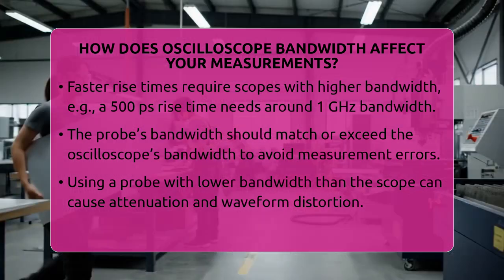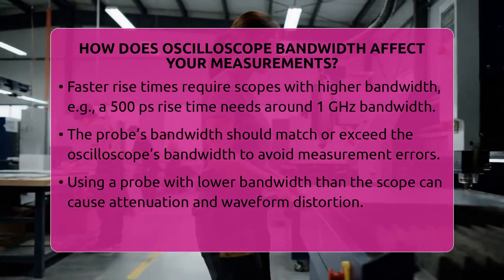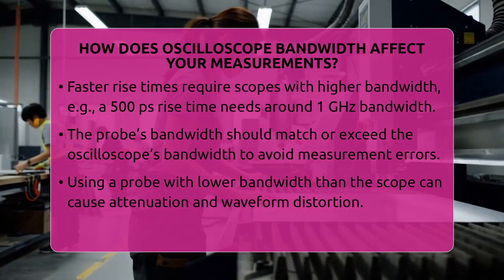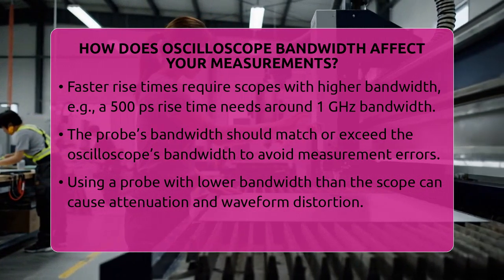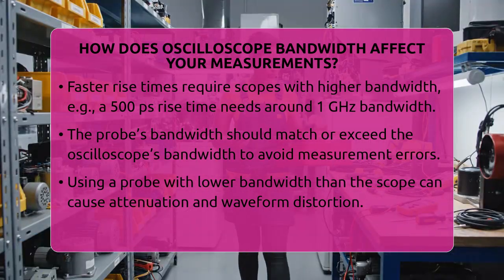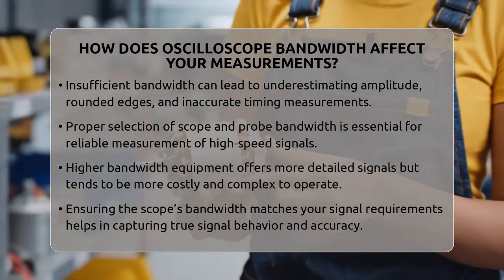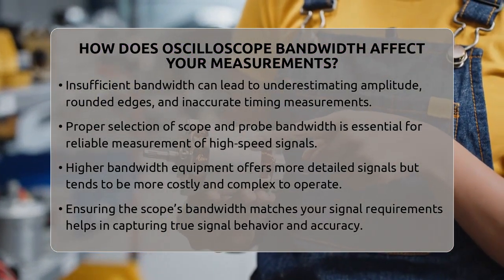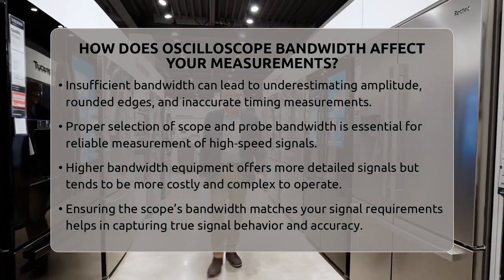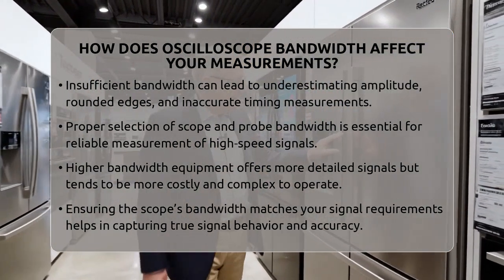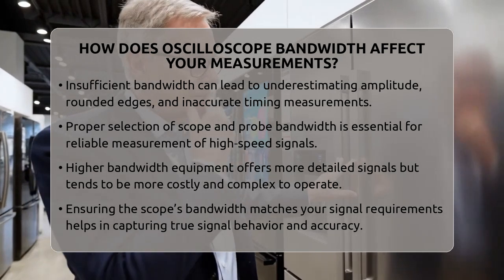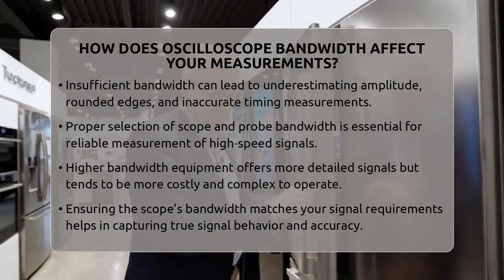When the bandwidth isn't enough, you might see the signal's amplitude appear smaller, the waveform edges look rounded, and timing measurements like rise time or pulse width become inaccurate. This can lead to misinterpreting high-speed digital signals, serial data, or video signals. To get reliable measurements, it is important to choose an oscilloscope and probe with the right bandwidth for your signals.